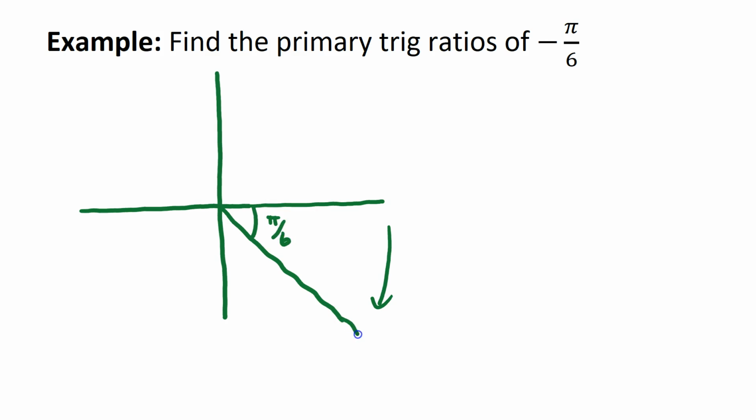Now pi over 6 converts to 30 degrees, so to get my right angle triangle, I simply drop my perpendicular to my horizontal axis, and I know that the coordinate here, well, this is the point. This is 30 degrees. This is going to be 1, root 3, 2. So this is going to be positive root 3, negative 1.